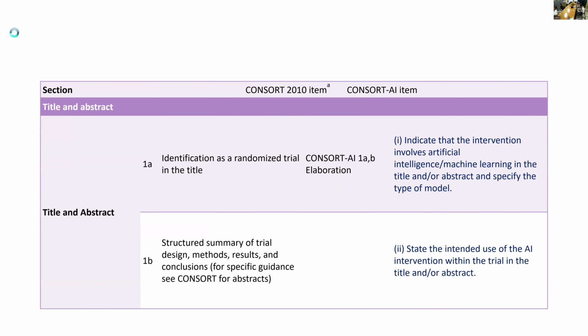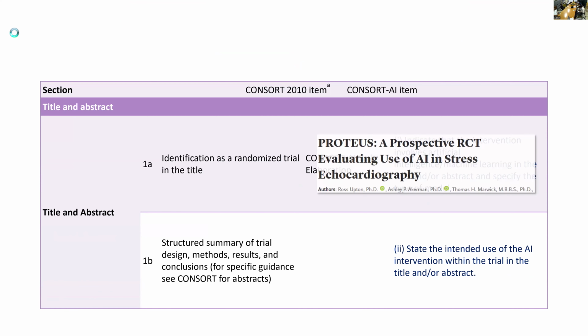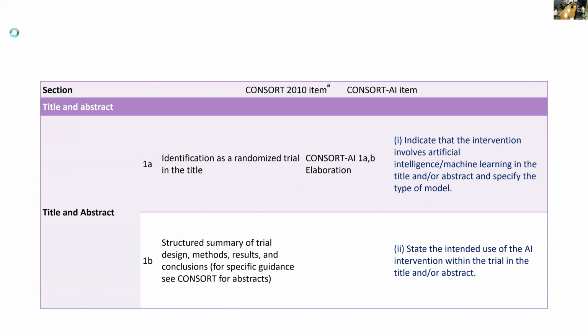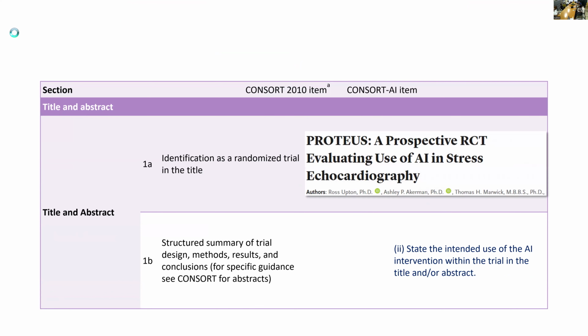I think I skipped the slide. So this is again the title and abstract of the study, again from the CONSORT checklist. I'll go back here. So the CONSORT-AI asks whether the authors included that they're going to use AI in the title. It should be clear from the title that they're going to use AI, and they should tell you what model it is. So we looked at the title earlier, and it just tells us that it is evaluating use of AI in stress echo.